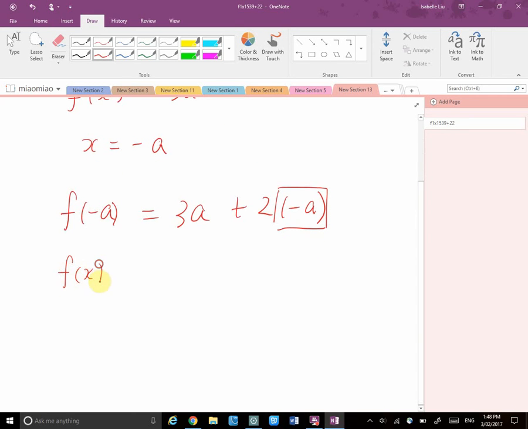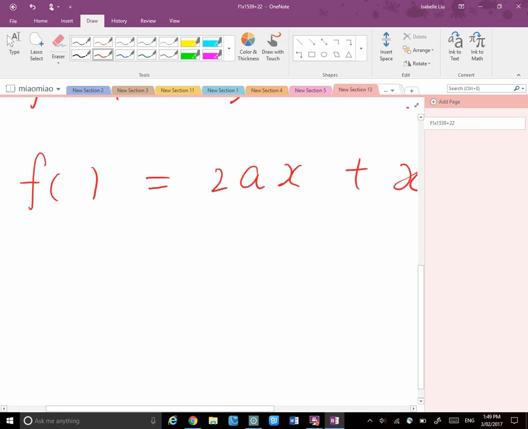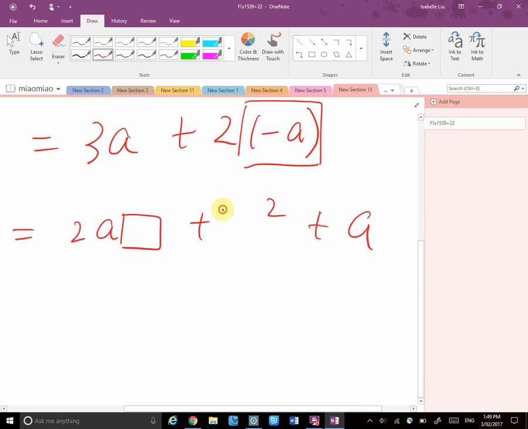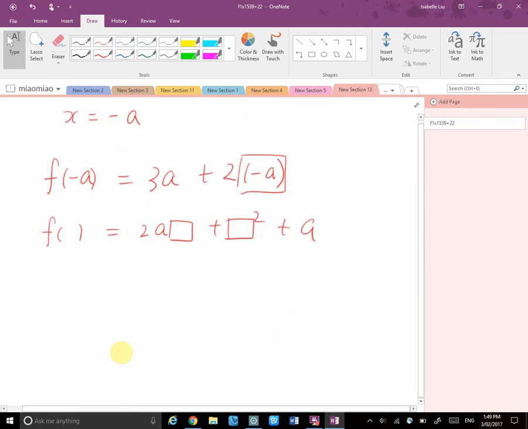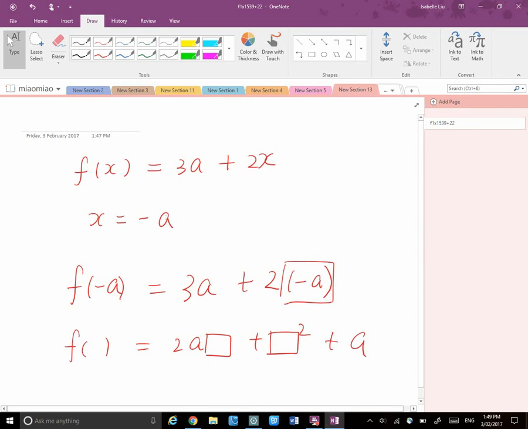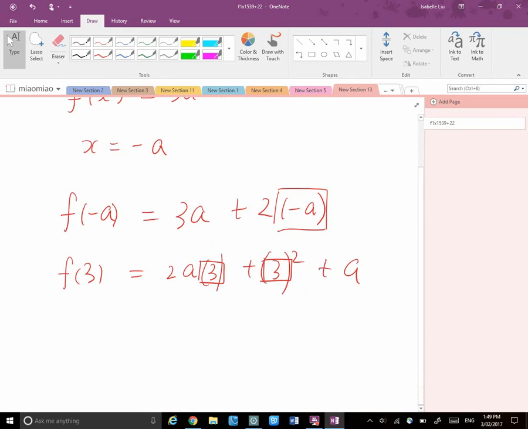Or if we have f(x) equals 2ax plus x squared plus a. Complex, you don't know what to do. You just take off this x, put this as a box, and you have x squared, right? That becomes a box. What you put in the front, you will transfer to those two boxes. So let's say we put 3 here, then you put 3 here, and you put 3 here. That's how you do substitutions. You should understand which one is your variable. I see a lot of students substitute the wrong thing. Instead of x, they substitute a. So that's something you need to pay attention to.